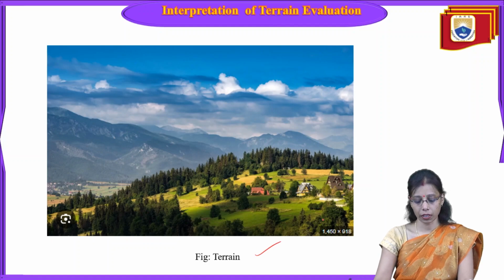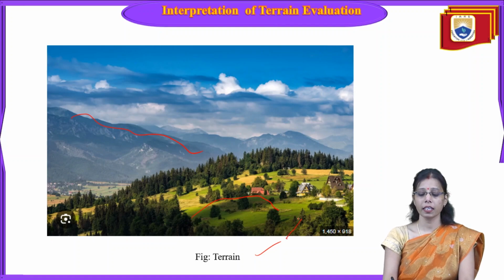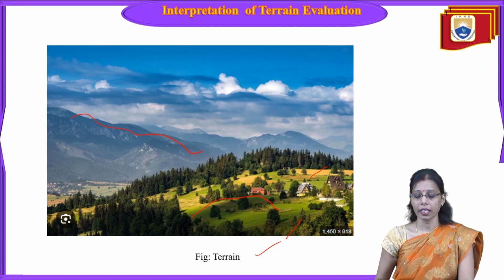So this is a kind of terrain. If we see this figure, we will see different types of features on the terrain. Like you can see here, there is a mountain region. Again, here somewhat elevated areas are there. Some slope area is there, some elevated area is there, some plain region is there. So all these kinds of ups and downs come under terrain.